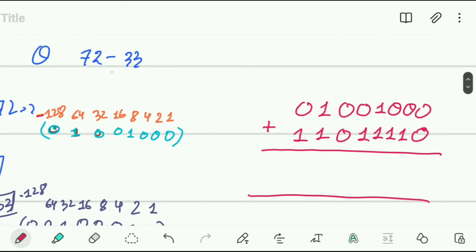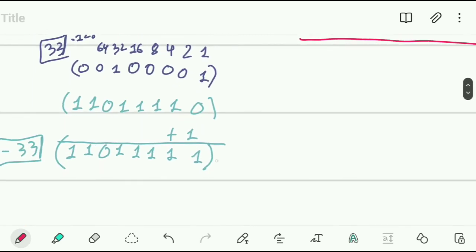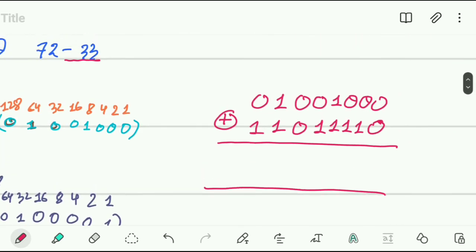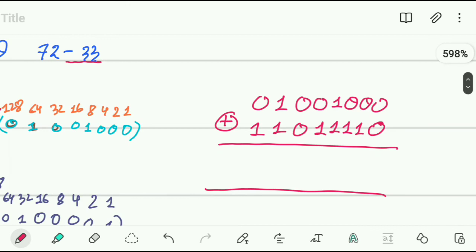Bear in mind that we are doing the addition of these binary numbers, even though we just made it a subtraction. We have already changed this into binary format, and now we're going to do the addition. It's the same thing as doing subtraction. The binary format of this is here, and the binary format of minus 33 is here. Now we're going to do the addition of these binary numbers.